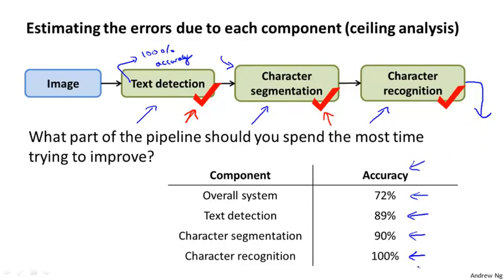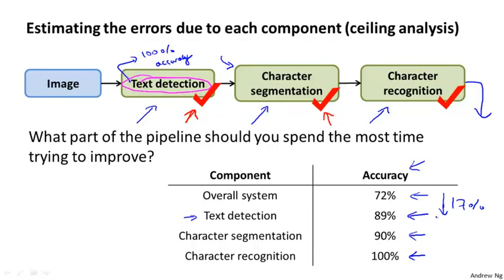Now, the nice thing about having done this analysis is we can now understand what is the upside potential for improving each of these components. So we see that if we get perfect text detection, our performance went up from 72 to 89%. So that's a 17% performance gain. So this means that if we take a current system and we spend a lot of time improving text detection, that means that we could potentially improve our system's performance by 17%. It seems like it's well worth our while.